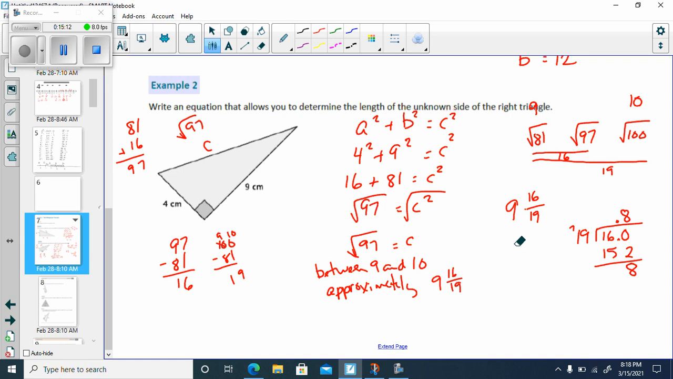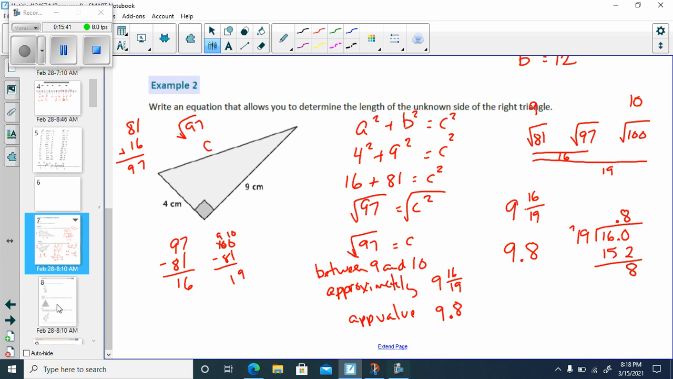Okay, we didn't finish it out, but we know this is about 9.8. So the approximate value would be 9.8. We basically just found a fraction to represent what was behind the 9, and then we divided so we could find the decimal.